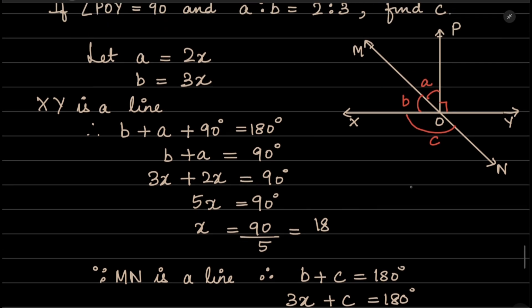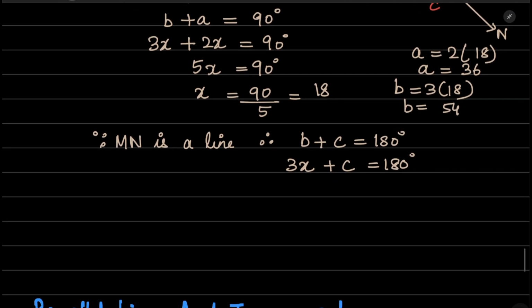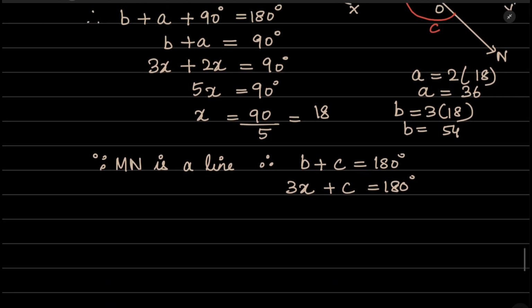Now once you've calculated x, let's find out what is A. A is nothing but 2 into 18, which is 36. The value of B is nothing but 3 into 18, so 54. Okay, so your A is 36, B is 54. Or you can directly substitute here. So what is your B? B is nothing but your 54. So C is nothing but 180 minus 54. Just calculate it, so you have 126 as your answer.